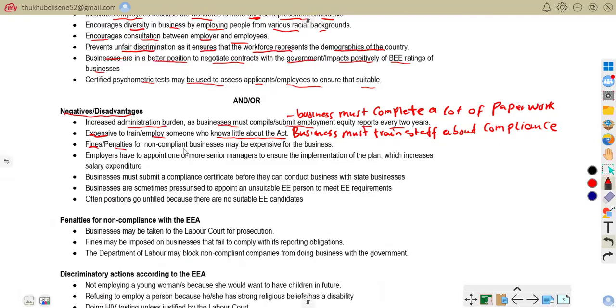Fines or penalties for non-compliant business may be expensive for the business. So it means if business fail to follow the law, they are fined. So that can be expensive for the business. Employers have to appoint one or more senior managers to ensure implementation of the plan, which increases salary expenditure. So now we are saying a manager must specifically oversee EE compliance. That is a drawback as well. So you are to hire an employment equity manager. This is going to increase payroll expenses.